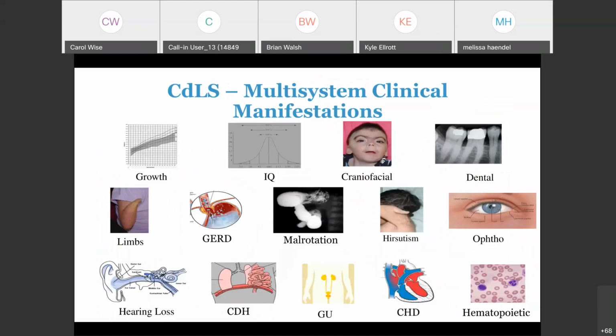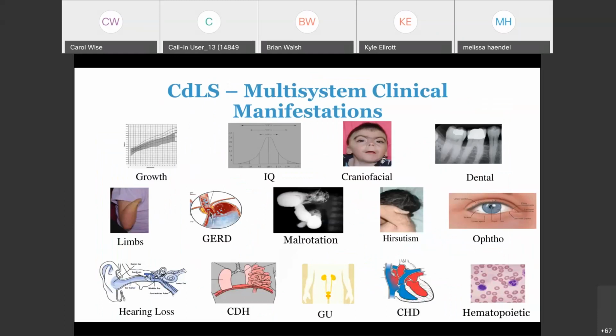Okay, so this slide really has 2 main points. First, to obviously show how CDLS is a multisystemic diagnosis with such a wide range of clinical features that are affecting almost every body system.